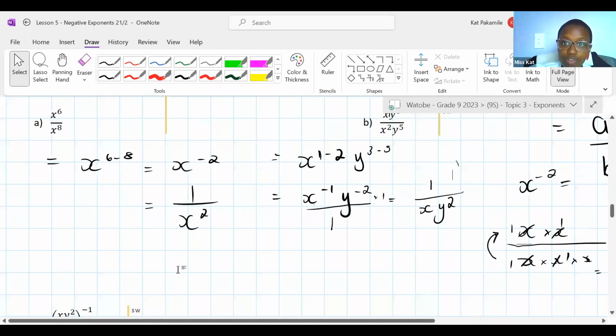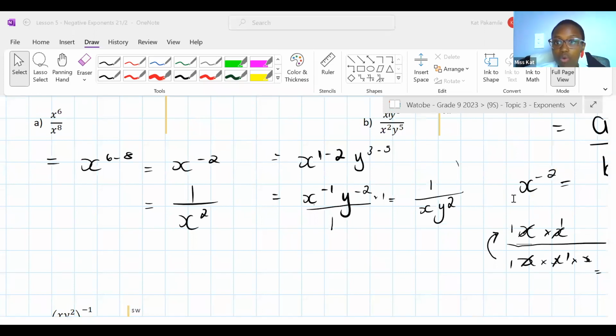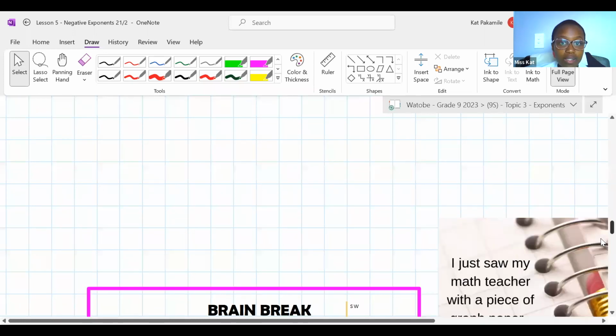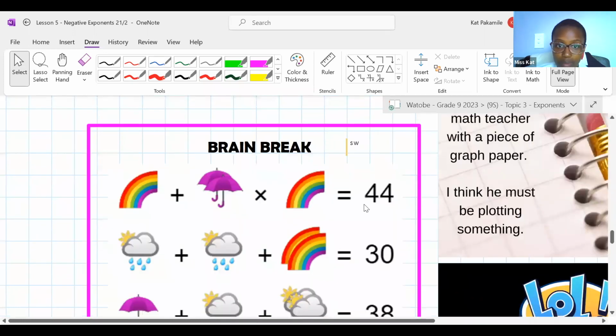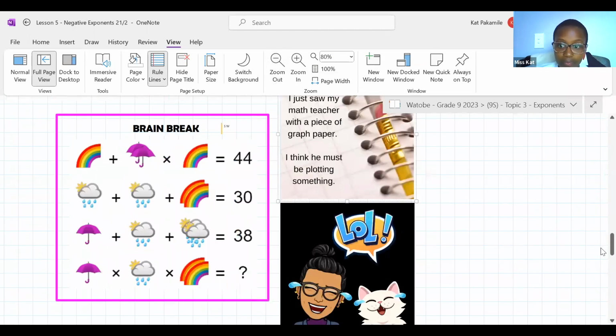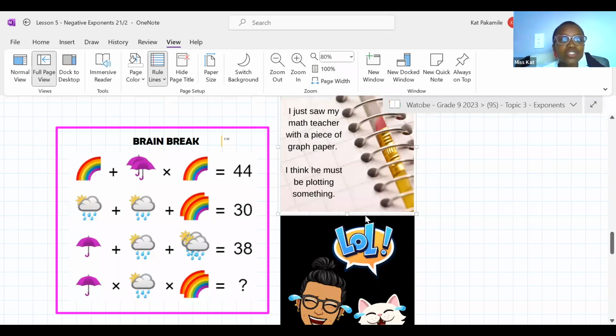Okay, I think we deserve a brain break. Whew, my brain is exploding. And this is our brain break. Okay, we have a joke and a brain break. Let's zoom out so we can see both. There we go. Our joke says, I just saw a math teacher with a piece of graph paper. I think he must be plotting something. Guys, this is such a lame joke, but I love it.